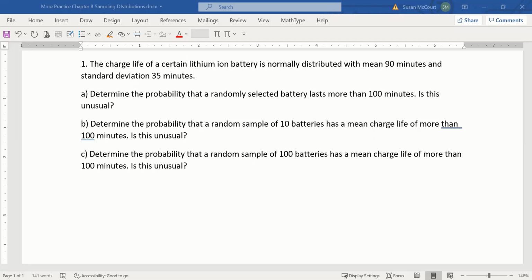And C, determine the probability that a random sample of 100 batteries has a mean charge life of more than 100 minutes. Is this unusual?